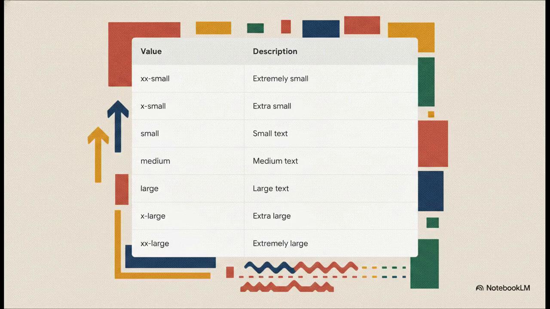There's actually this massive built-in scale for absolute sizing too. CSS gives us these predefined keyword options that run from an incredibly tiny XX small all the way up the ladder to XX large. It completely takes the guesswork out of standardizing your text hierarchy across a whole site.